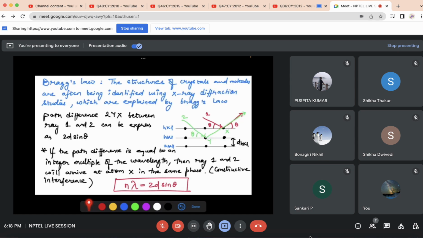So what is Bragg's law? The structures of crystals and molecules are often identified using X-ray diffraction studies, which are explained by Bragg's law. Correct? Let's look into the given figure here. This figure shows some layers of the given crystal or solid. Say this is layer 1, layer 2, and then layer 3 with a spacing of d, which we can denote as d.